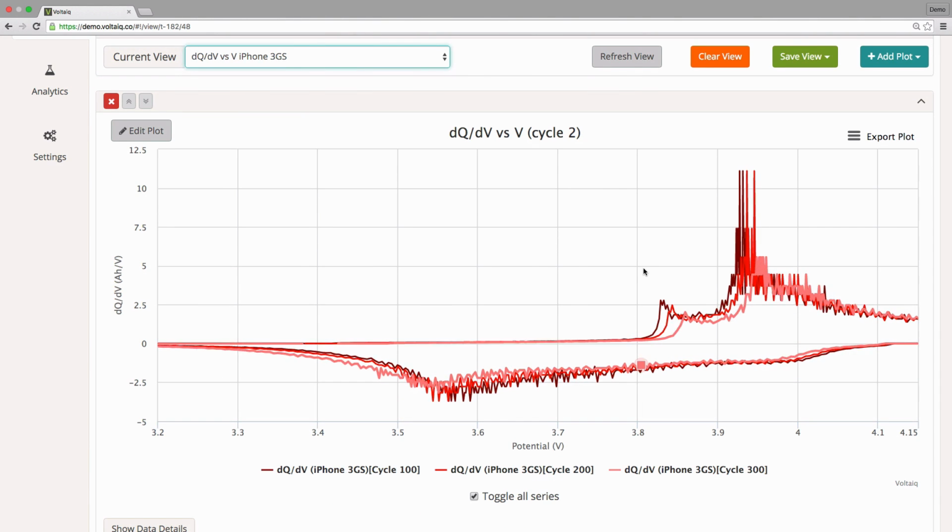We can see that there's a shift between cycle 100 to 300 with the potential of the reaction increasing, telling us that there's a dramatic increase in internal resistance using Ohm's law, and also that there's a decrease in the height of the peaks as well, telling us that there's an actual change in the chemistry of the battery.